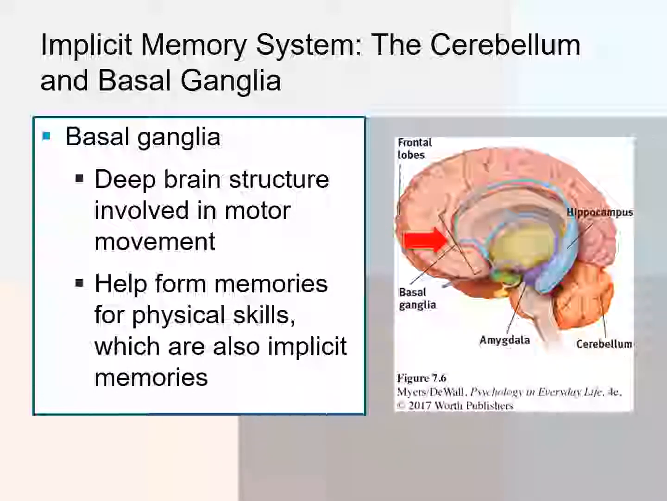The basal ganglia is a deep brain structure involved in motor movement. So this helps form memories for physical skills, which are also implicit memories. So if you're learning how to dance or how to ride a bike, this is where the information is stored, in your basal ganglia.